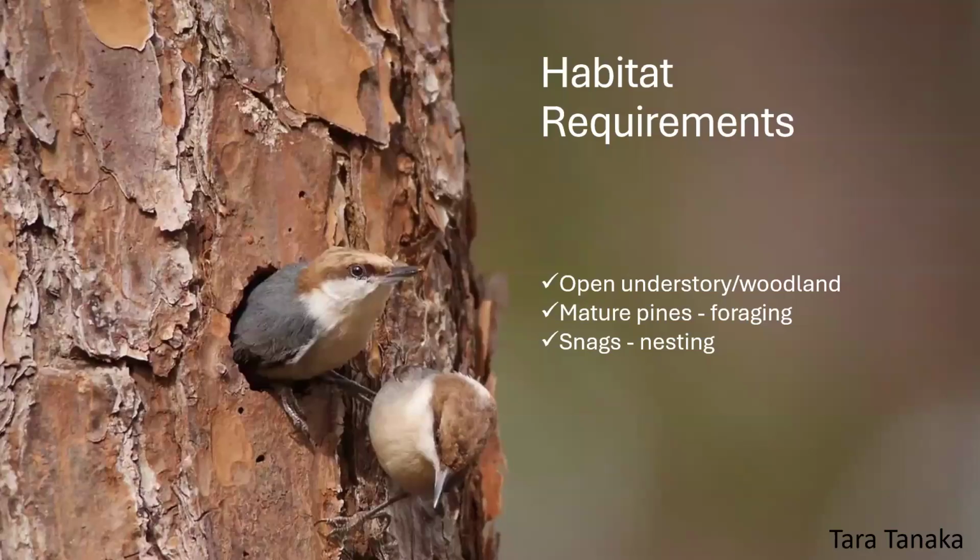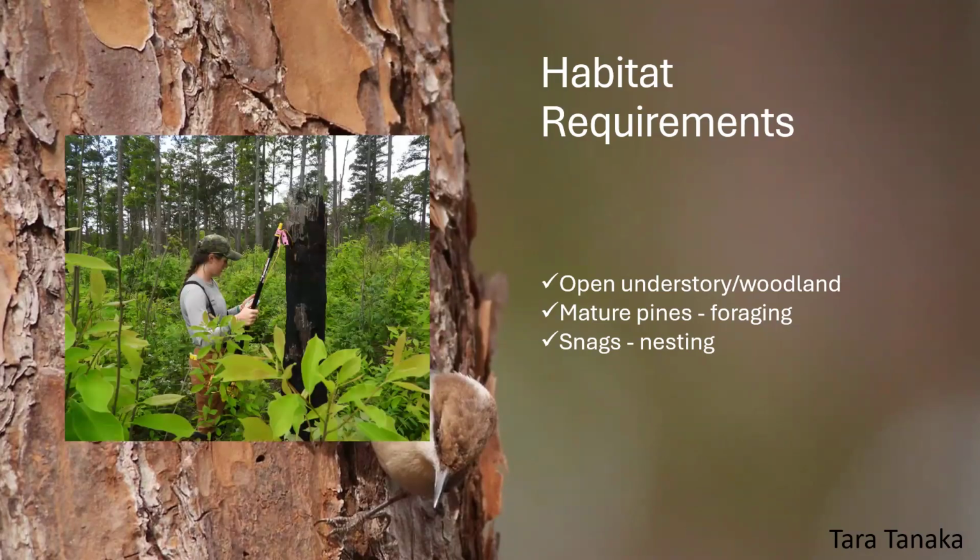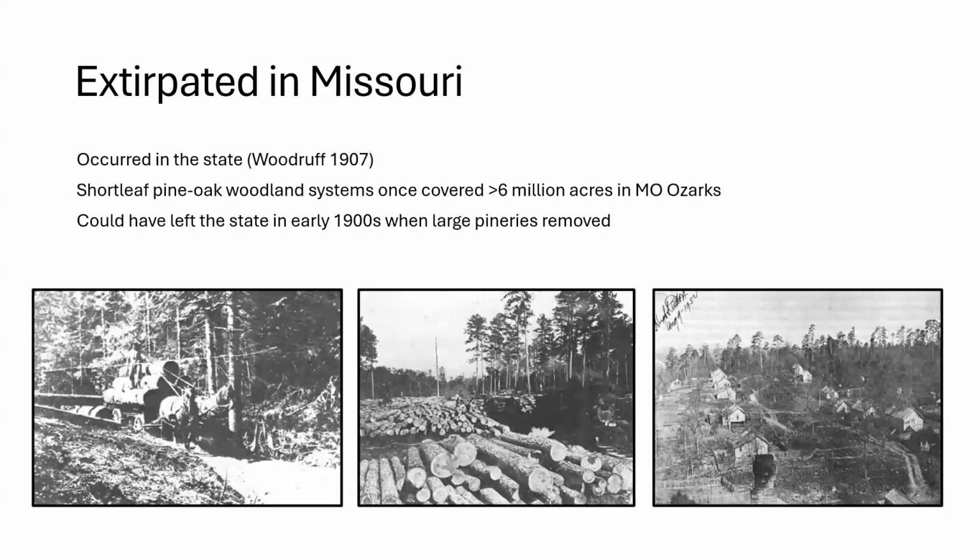They need open understory pine woodlands. They need mature pines for foraging, so nice big old pines, not the younger ones. And they need well-decayed snags for nesting. They're a primary cavity excavator, so they excavate their own cavities, and they need a real soft substrate because they don't have a big woodpecker bill. They like broken off pine snags, and they like really well charred, decayed snags like this one. This is a nest that I'm checking.